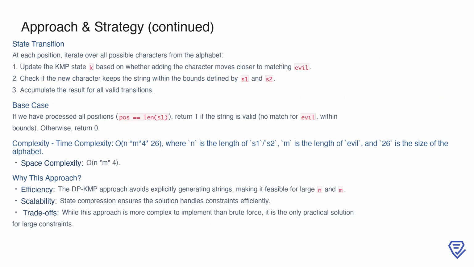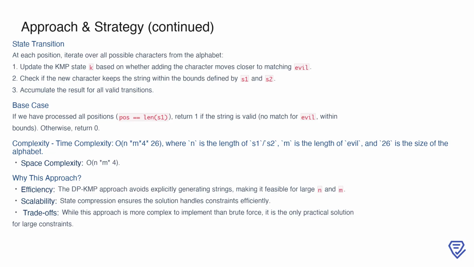The dynamic programming solution involves transitioning between states based on the character being added at each position. For every character in the alphabet, we update the KMP state to reflect whether the new character moves us closer to matching the evil substring. At the same time, we check if adding the character keeps the current string within the bounds defined by S1 and S2. By accumulating the results for all valid transitions, we can efficiently count the total number of valid strings.